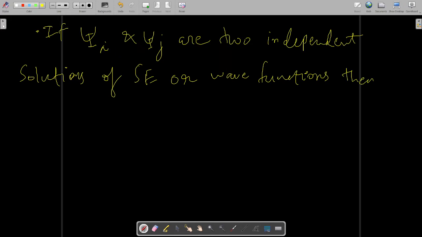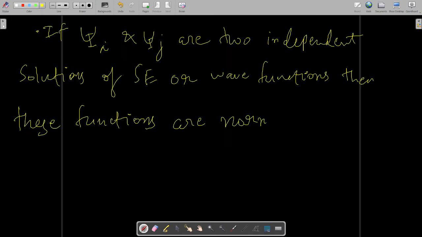Then these functions are normalized if, okay. Why triple integral? Because a volume integral is being taken, right? So whenever we take the volume integral, it is basically a triple integral.